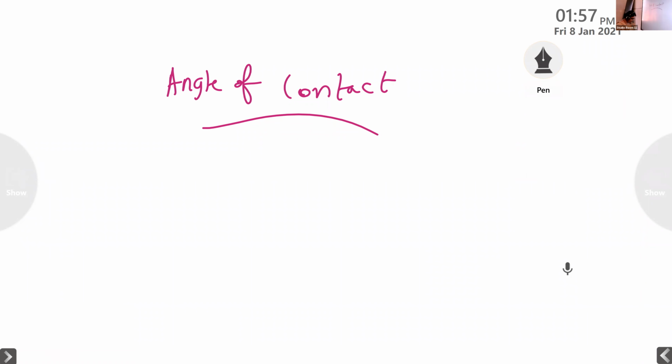So to understand angle of contact, we can just draw two figures. One is in mercury, where the cohesive force of attraction between the particles is more, and another one is adhesive force in that case. So we can have a small picture of a water droplet. This is figure A. If you draw a tangent here, this tangent is giving you an angle, theta.